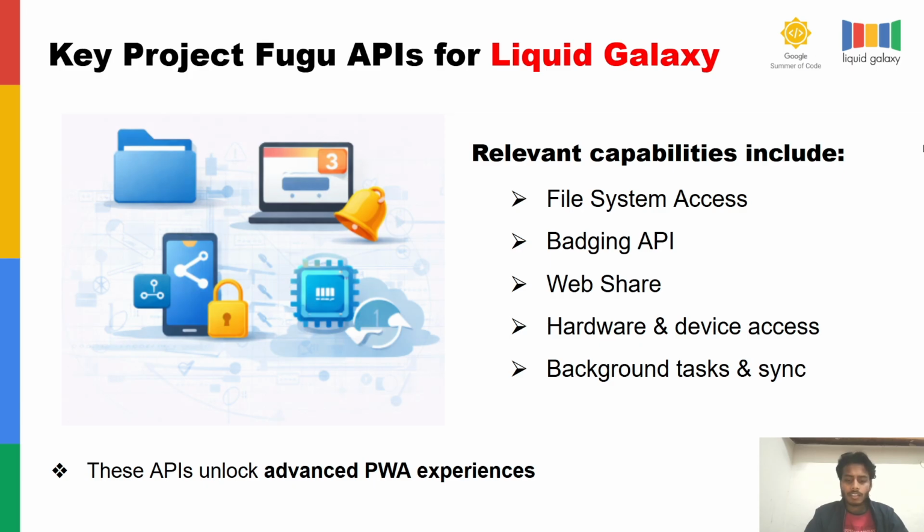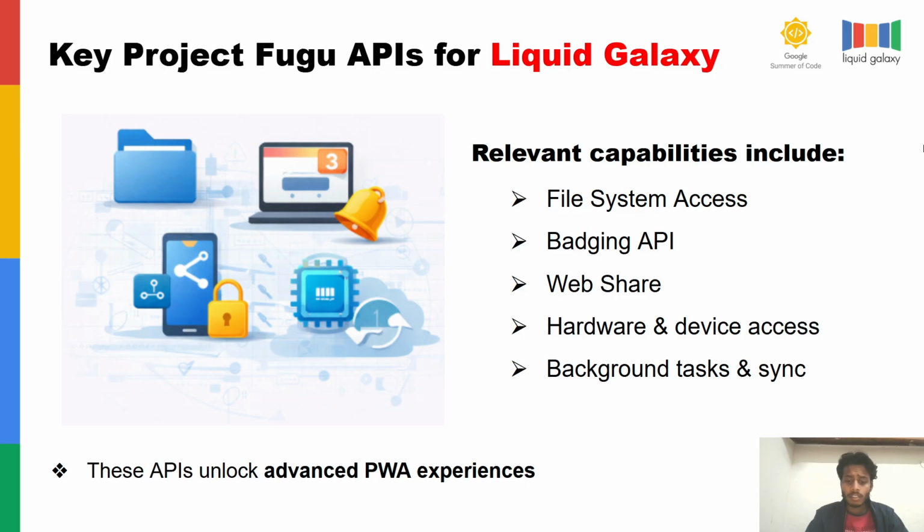The second API is the Badging API. The Badging API allows an application to show status indicators. For example, it can show active status, notifications, and progress indicators. In a Liquid Galaxy setup, this can be useful for a controller or a dashboard to indicate system state or any background progress.